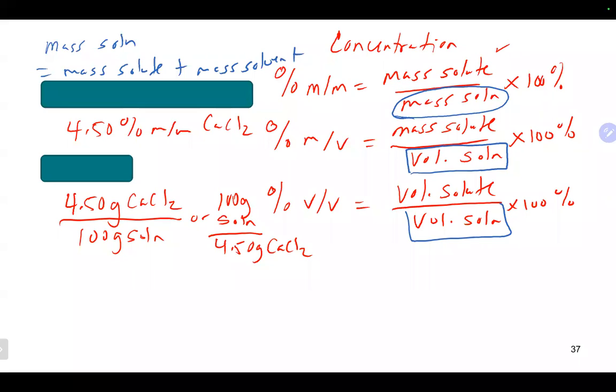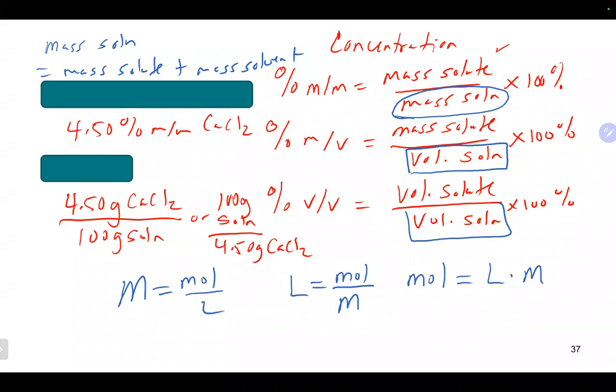We also then got at the end there into really the most common unit of concentration, which is molarity. Molarity, which is capital M, is moles of solute over liters of solution. And we could rearrange this and solve for liters, which would be the moles divided by the molarity. We also could do a very common version here to solve for moles, which is liters times molarity.